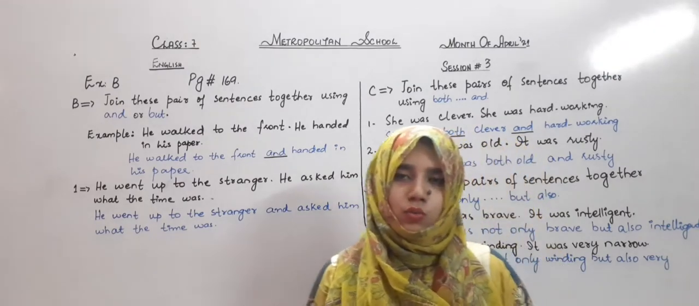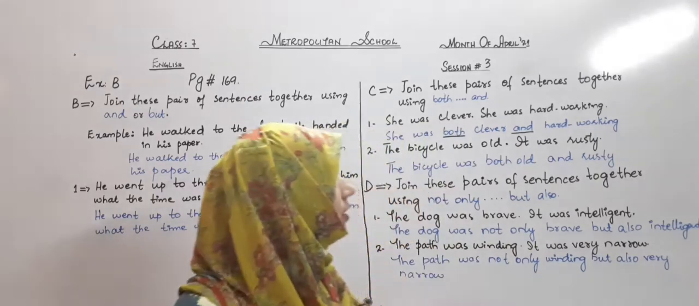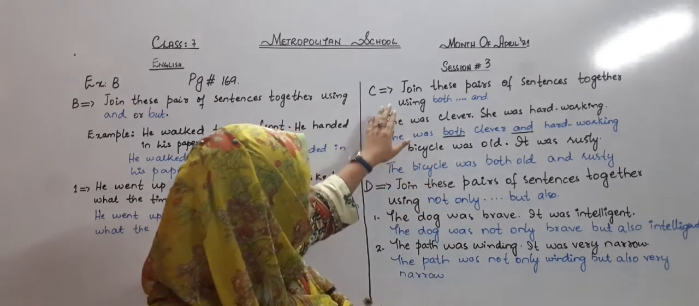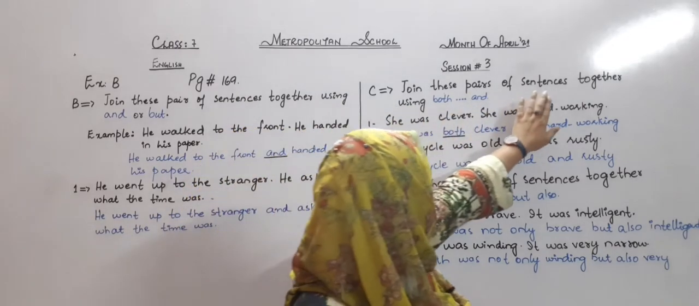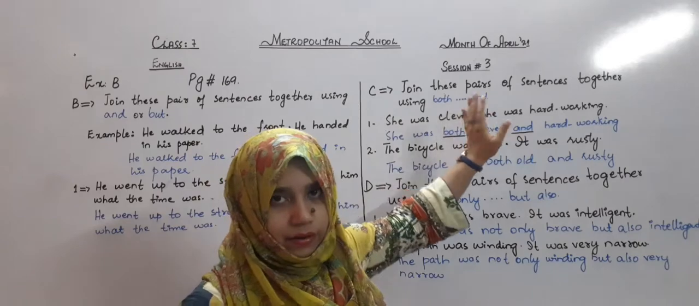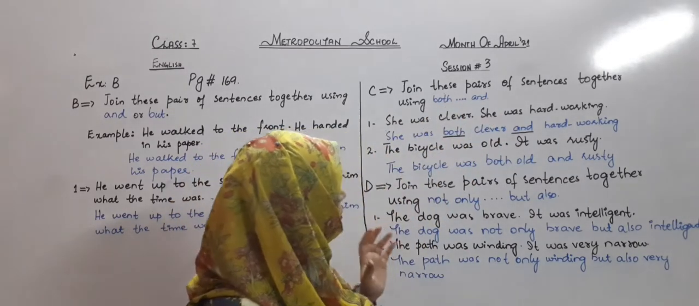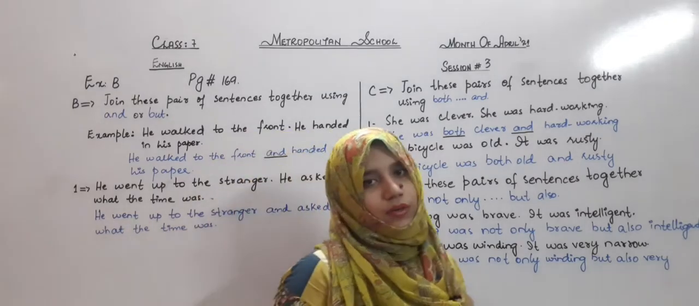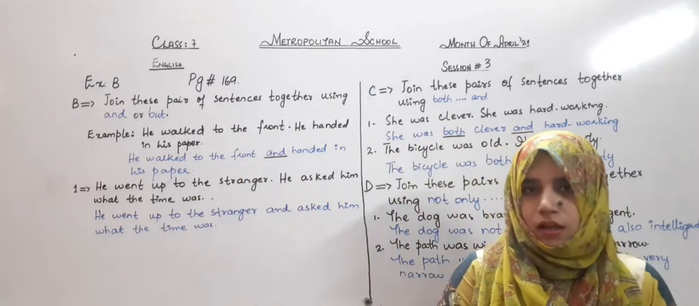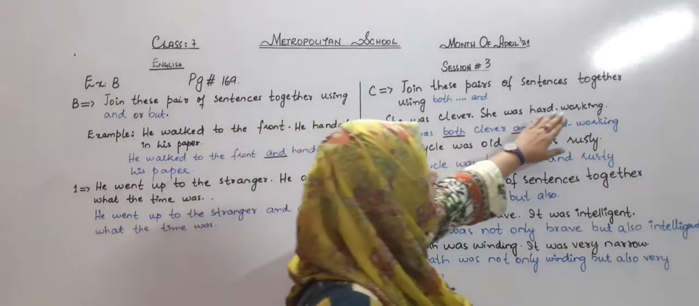Now let's move towards another exercise, that is exercise C on page number 170, in which you will have to join these pairs of sentences together using both and, right? So you will have to add both and. I already told you that there are two or many ways of saying one sentence. So how can you say, she was clever, she was hardworking?